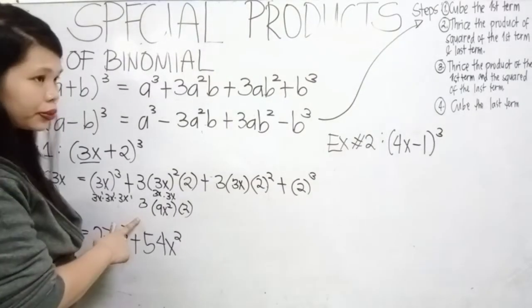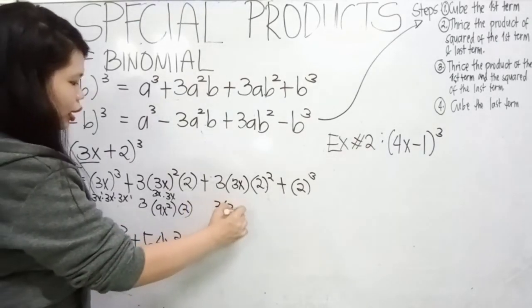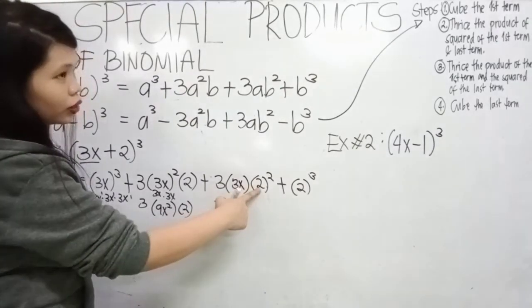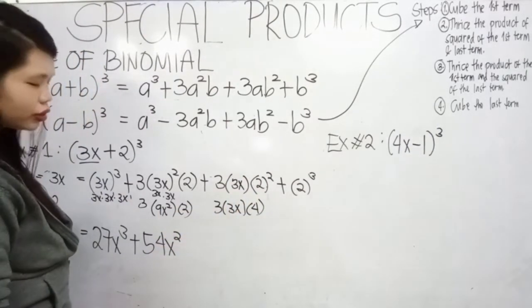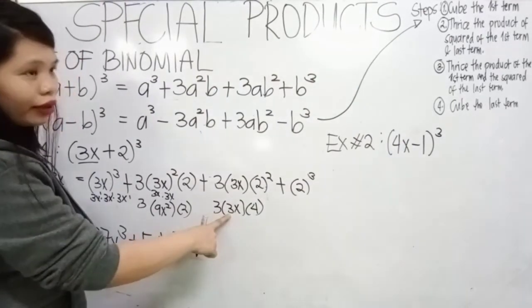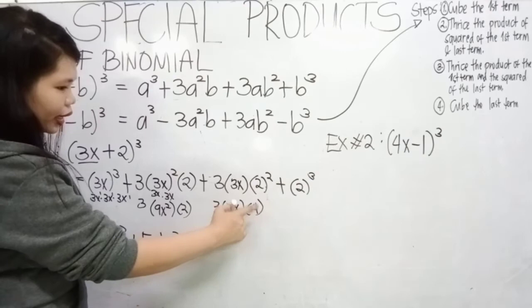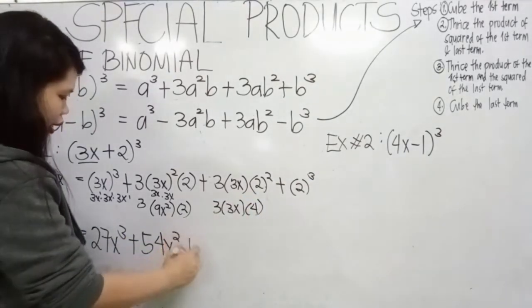Next. Parang katulad ng ginawa natin sa second term, ayusin po muna natin yung exponent. So, 2 squared, ito ba si 4? Kasi 2 times 2 is equals to 4. So, 3 times 3, we have 9. Multiply by 4, we have 36x.